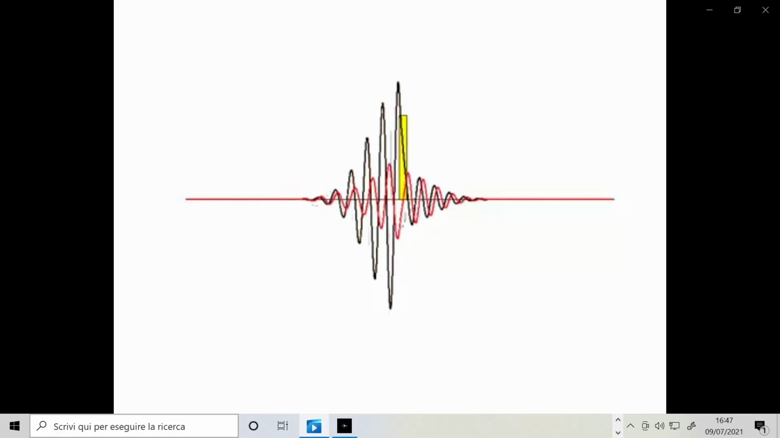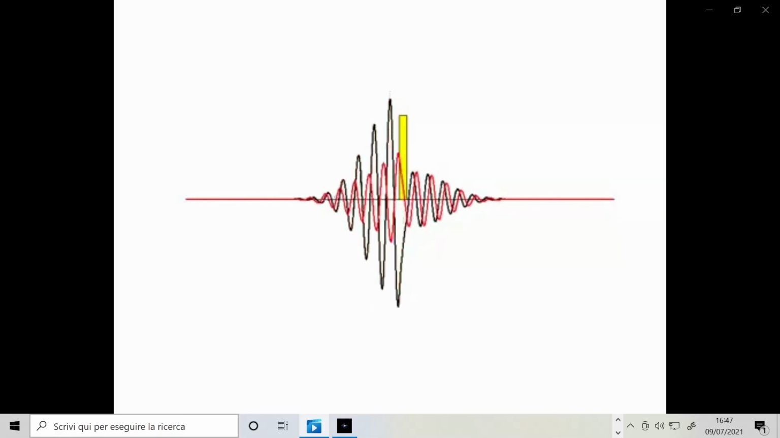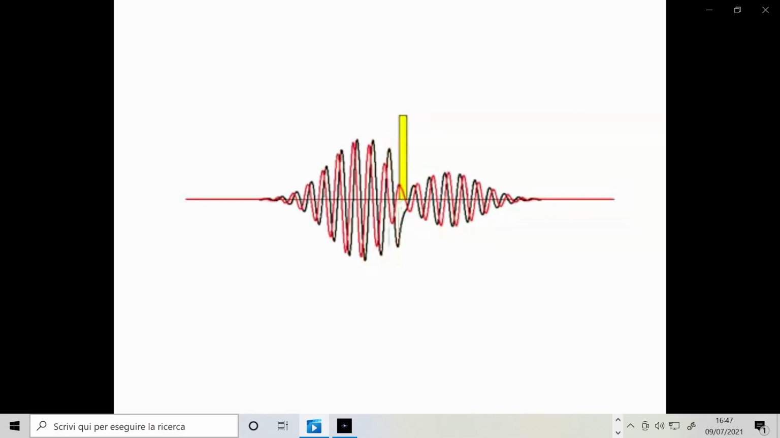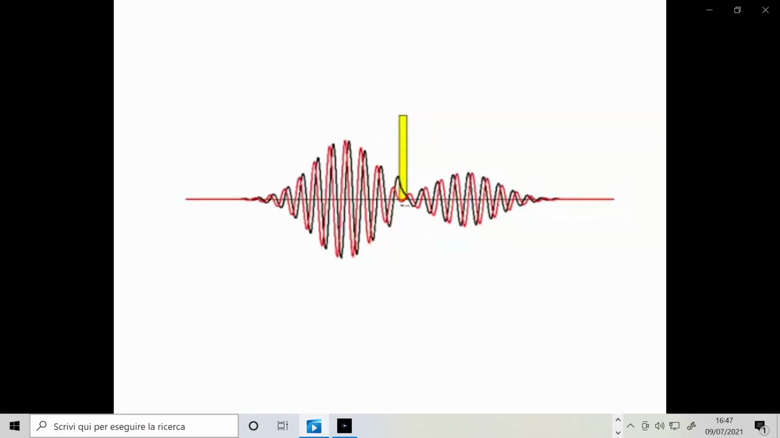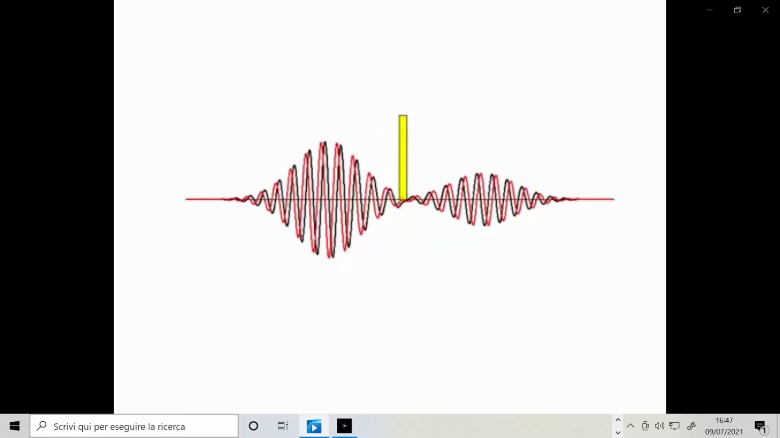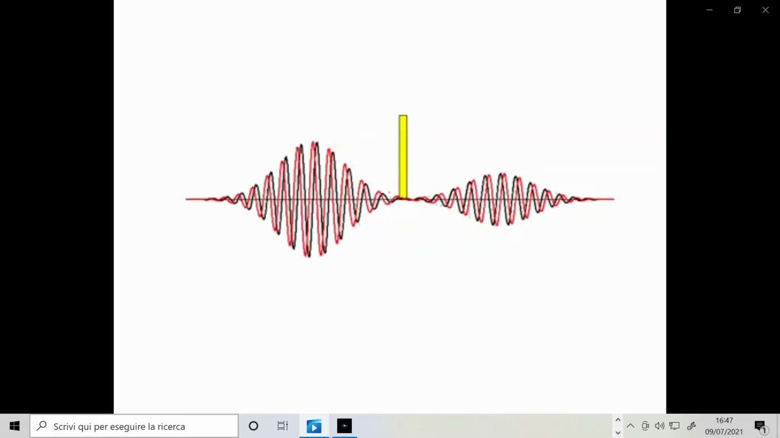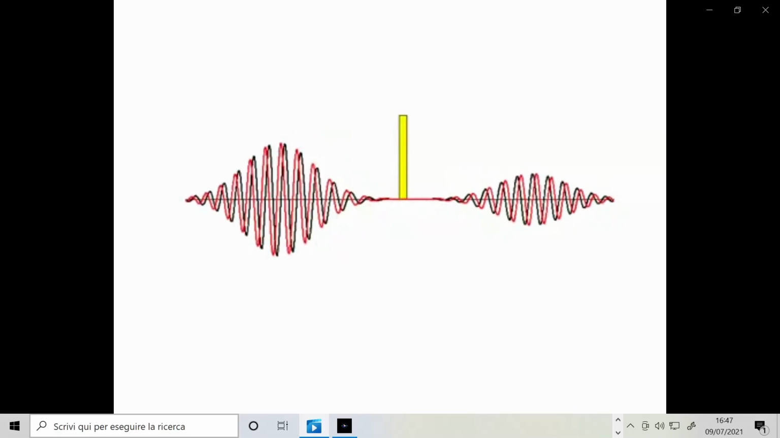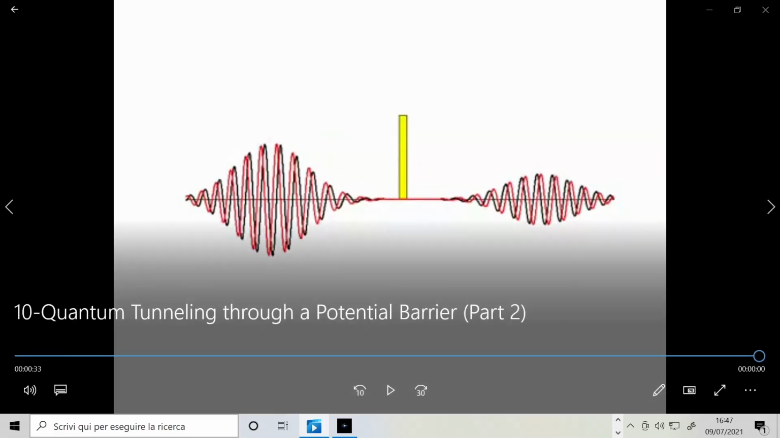It must be understood that the quantum has not split into two parts. If we put a detector, we will always find it in one piece, either on one side or the other. It is only the wave function that has split to represent these two possibilities. The wave function is just a mathematical tool that allows us to calculate the probability of finding the particle in a certain position, if we look for it in that position.